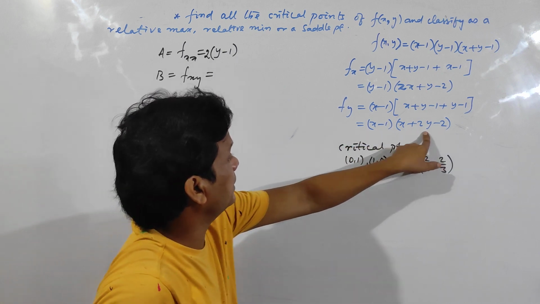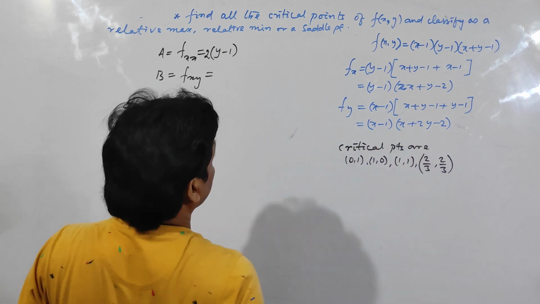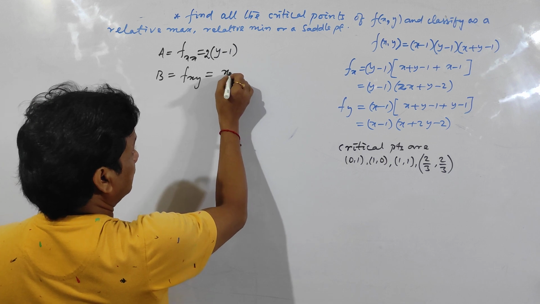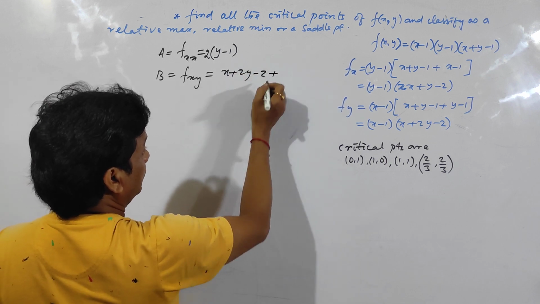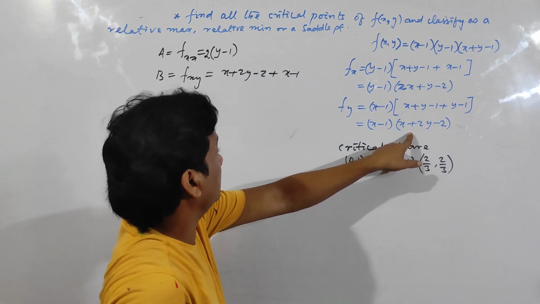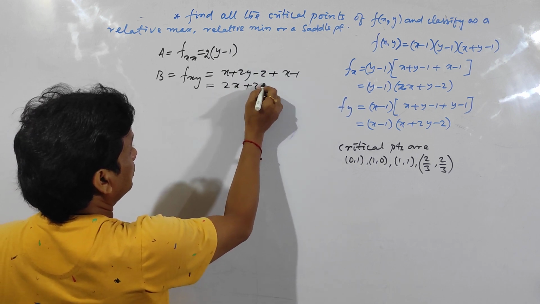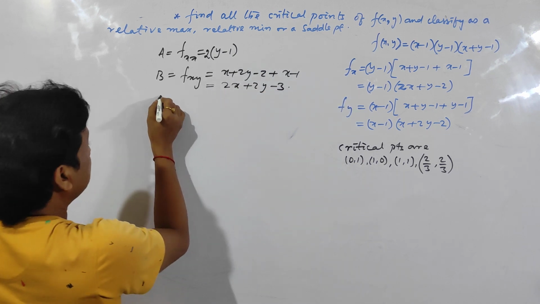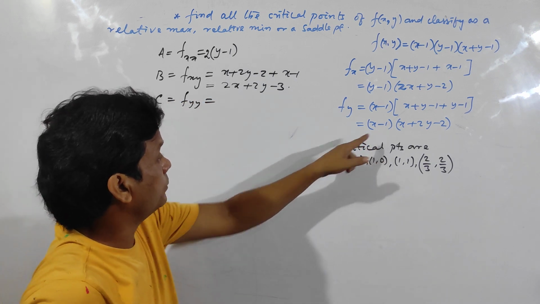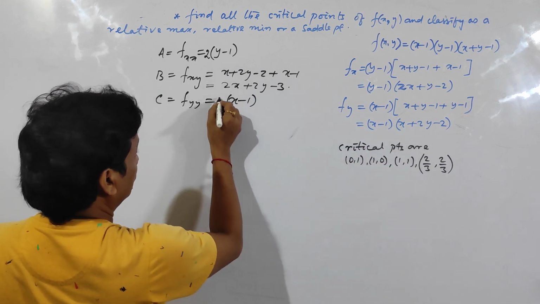And B is equal to fxy. That means you have to differentiate this one with respect to x. So you have to apply the product rule. The derivative of this one is 1 and x plus 2y minus 2 remains. Then plus, keep this one constant, and the derivative of this one with respect to x is 1. So x plus x, it is 2x plus 2y minus 3. Then C, fyy. What is fyy? This one, x minus 1, is a constant. And the derivative of this one with respect to y is 2.